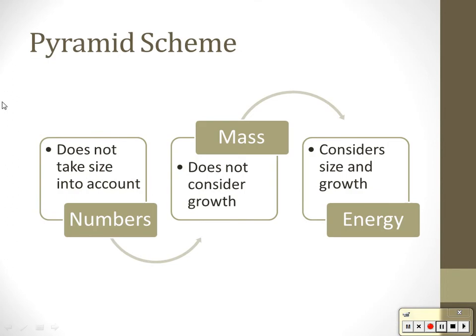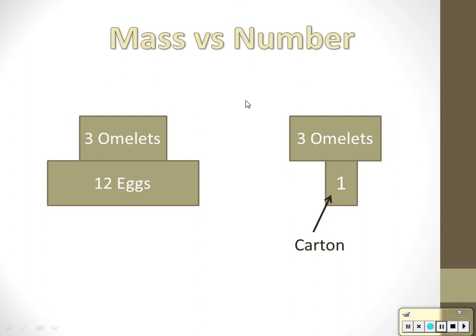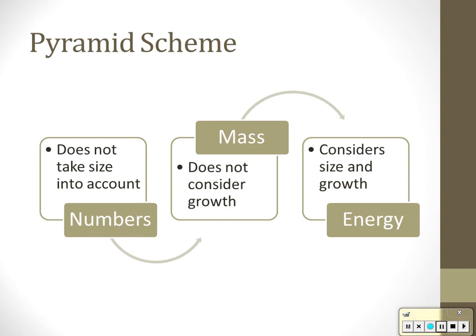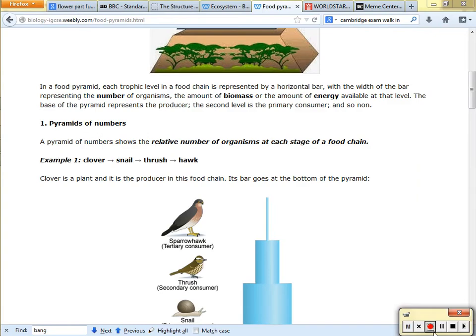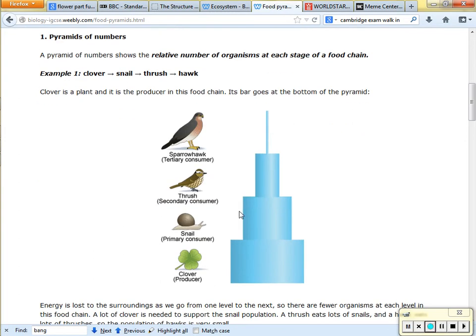Now, we can show what a food chain looks like based on a pyramid, but the problem with pyramids is each one shows something different, and not every pyramid tells a precise story. So let's look at pyramids of numbers first. Let's say there are a lot of clovers, so 1,000,000 clovers are eaten by 100 snails, and then the thrush eats like 10 snails, so there's only like 10 thrushes, and then there would be 1 sparrowhawk.